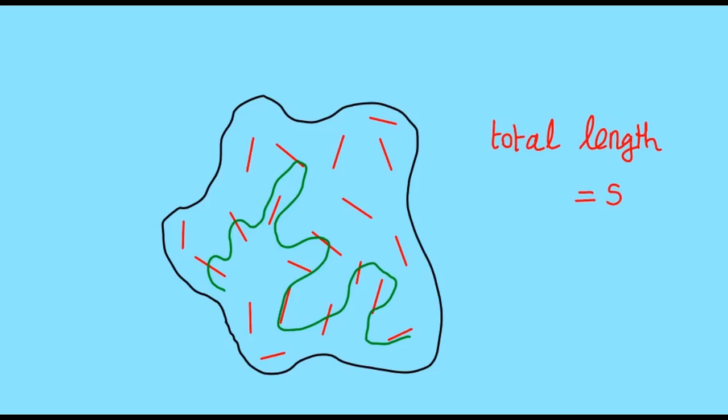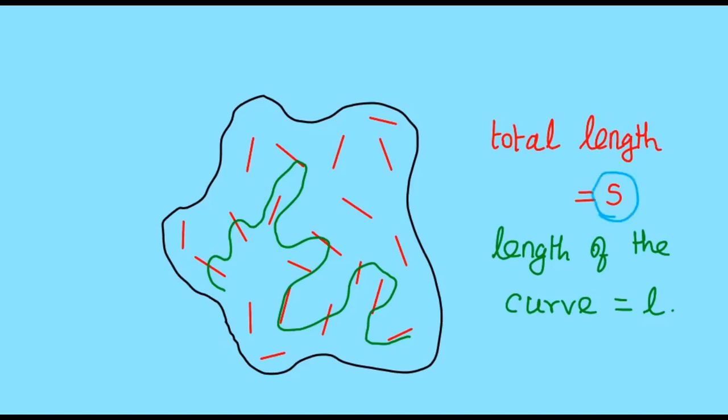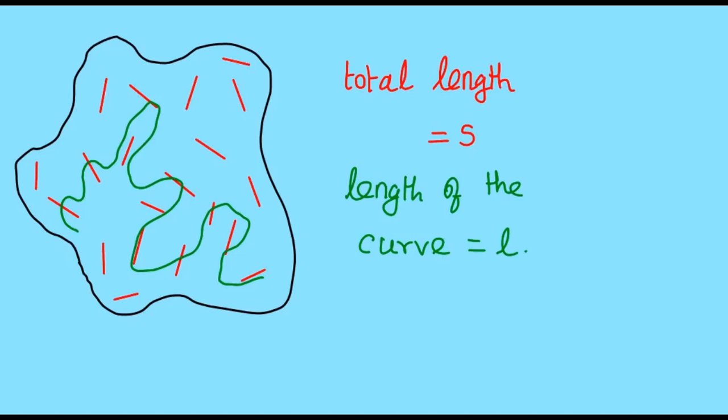Now let us consider the other question. What if we keep the length of the curve to be a constant? Suppose let it be L. Now consider the number of intersections of this curve with these random lines. We have total length of random lines to be a constant, which is S, and also the total length of the curve is also a constant, which is L. Now in this case, what does the number of intersections depend on? So the total length of the random short lines is a constant and length of the curve is also a constant. So what does the number of intersections depend on?